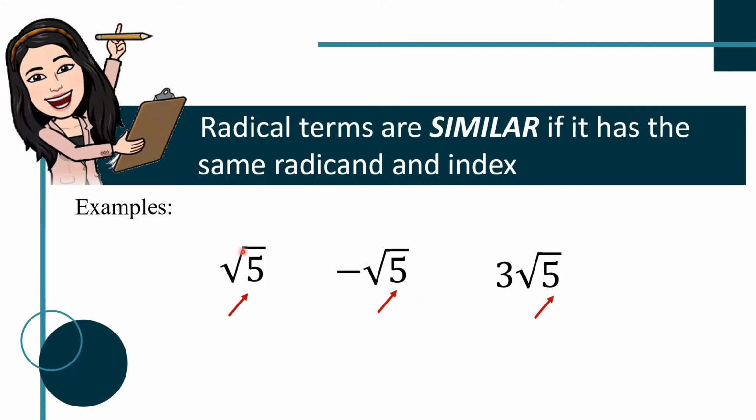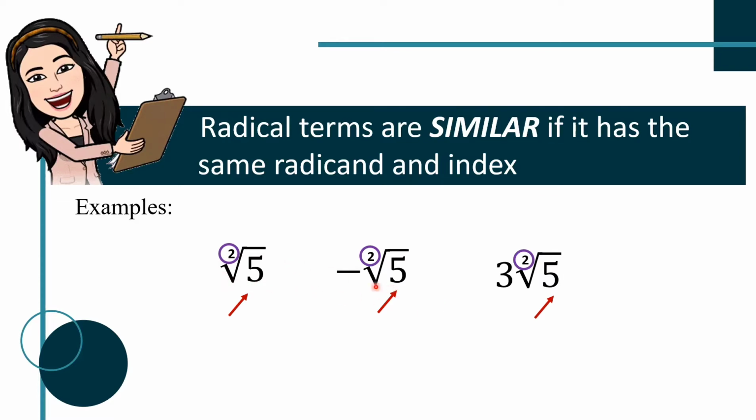How about their indices? Okay, tingnan natin yung power nila ng ating root. If you notice, they also have the same indices. Pare-pares lamang yung index, in which, what is the index? Okay, very good. That is 2. So meaning to say, all these expressions are similar radicals since they have the same radicands as well as the same indices.